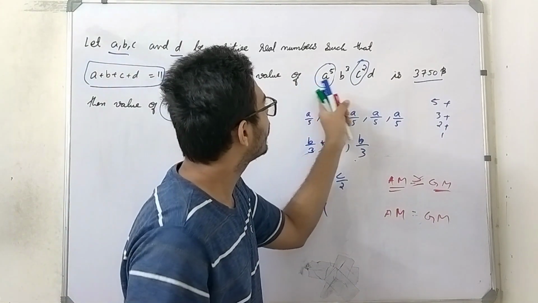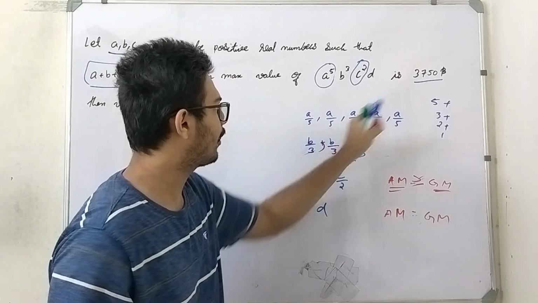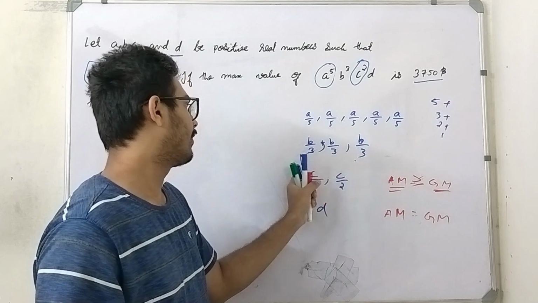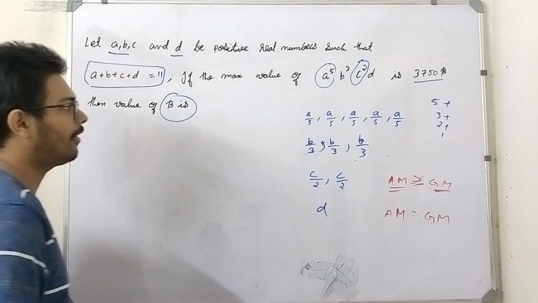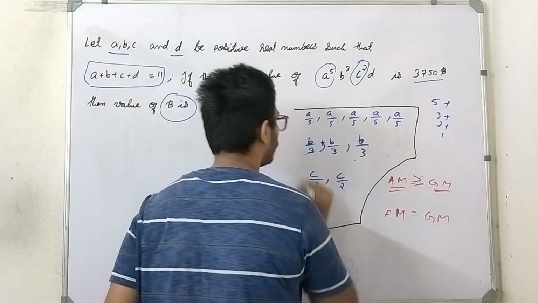Here we can take the geometric mean. If you multiply these, we will get a raised to 5. If you multiply these values, we will get b cube. If you multiply these values, we will get c square, and here is d. Now I am finding the condition that arithmetic mean equals geometric mean.